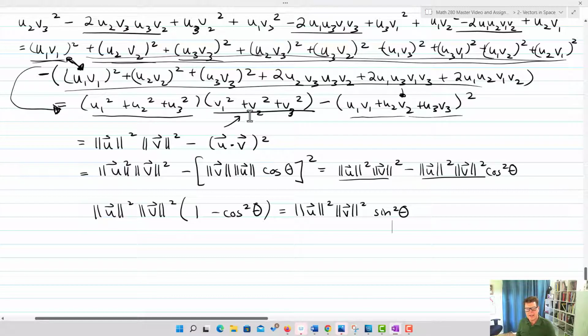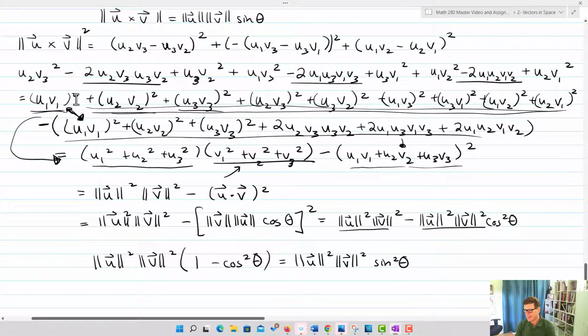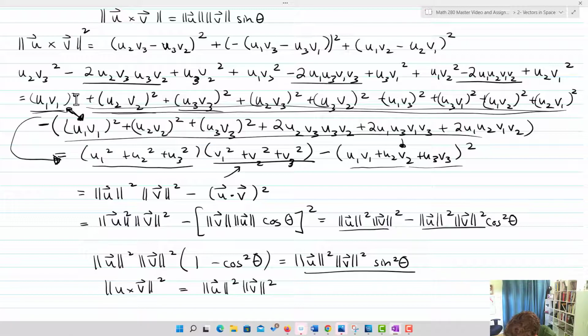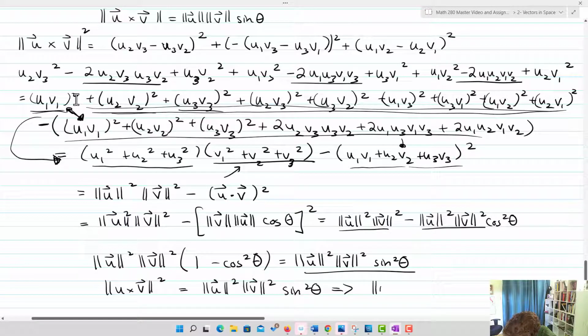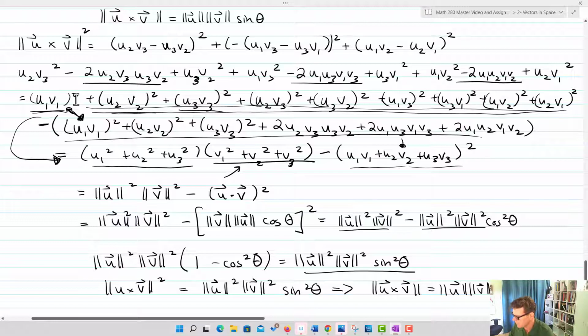So what we've shown is that if we take the cross product and square it, then we get this thing. The magnitude of u cross v squared equals the magnitude of u squared times the magnitude of v squared times sine squared theta. Take the square root of both sides and we get the magnitude of u cross v is equal to the magnitude of u, the magnitude of v, sine theta. Whew. Now this is going to come in really handy in just a little bit.